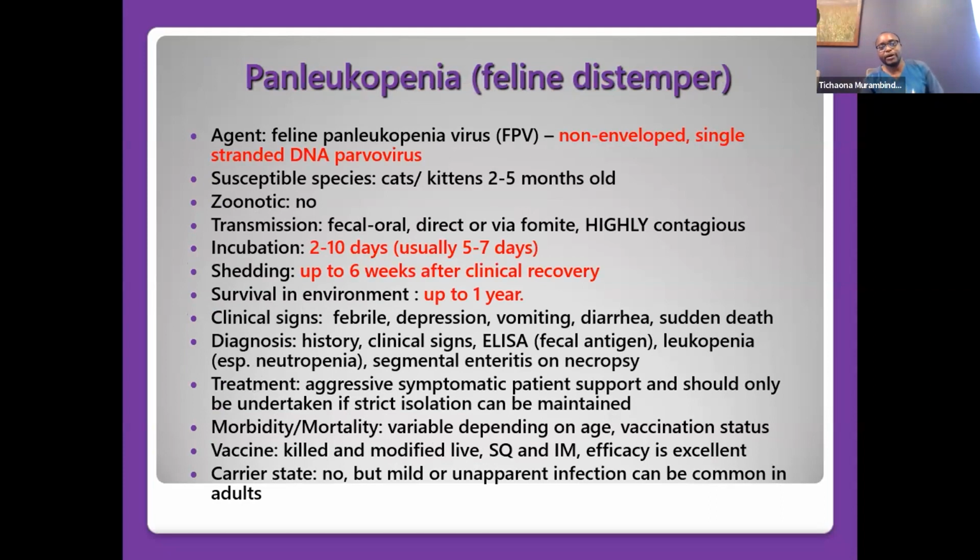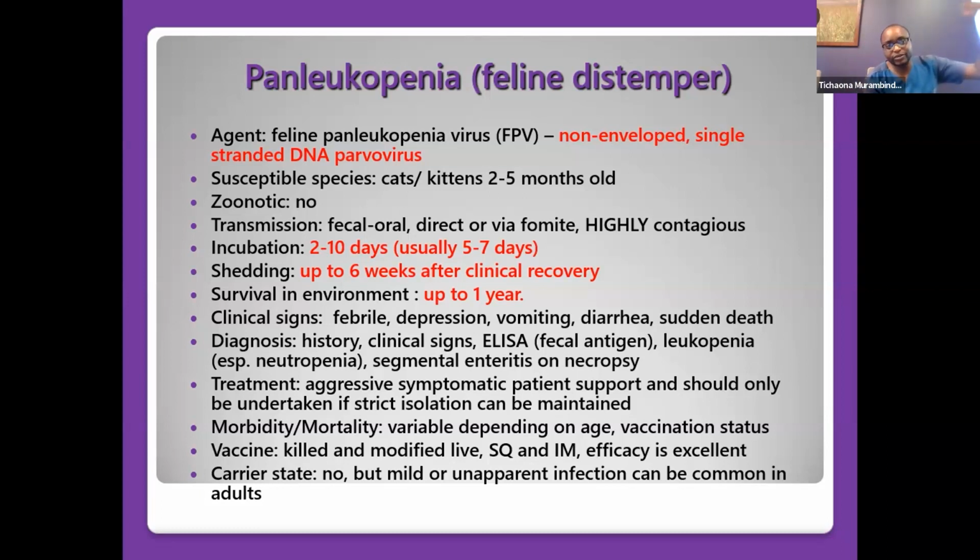So I'm going to move to talk about panleukopenia. The first thing I wanted to talk about is the characteristics of the agent. It's a non-enveloped single-stranded DNA parvovirus. The susceptible species are cats, but we normally see it in kittens between 2 to 5 months old. It's not zoonotic, and the transmission is fecal-oral, direct through contact between animals, or through the format where workers don't observe the biosecurity measures.